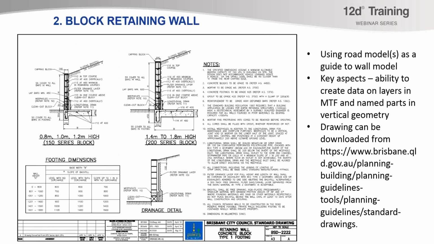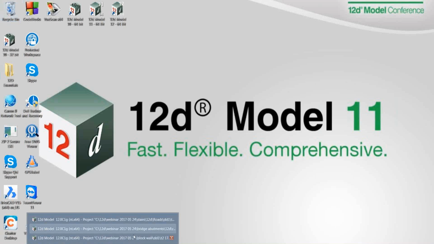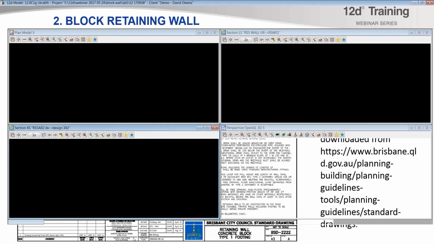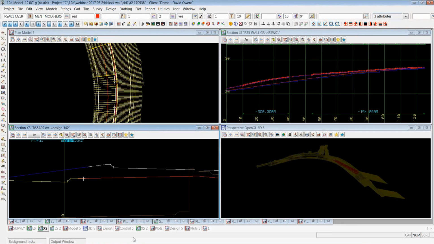But probably the most important thing here is the ability to put named parts on our vertical geometry. I'm sure we've used named parts on horizontal before. You may not be aware that you can in fact do it in vertical as well. Okay. And that's what I'm going to be doing here. So into the block wall job. And again, as I said, these are real jobs, so they're a little bit on the chunky side, but bear with me.